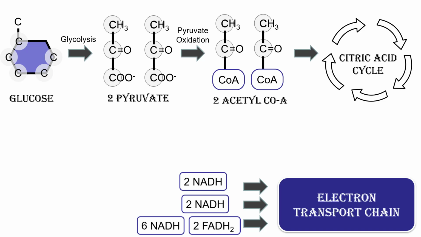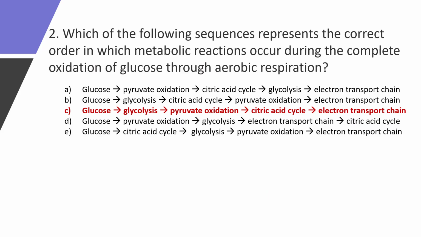In fact, think of that word, electron transport chain. That's where the electrons come from. They come from the ones that have been carried by NADH and FADH2. Okay, so these are the stages, and this is the order of the metabolic reactions in cellular respiration. So again, the correct order is glucose is used in glycolysis. Glycolysis generates pyruvate that is then used in pyruvate oxidation. Pyruvate oxidation results in acetyl-CoA that's used in the citric acid cycle.